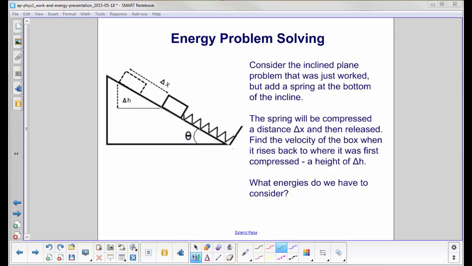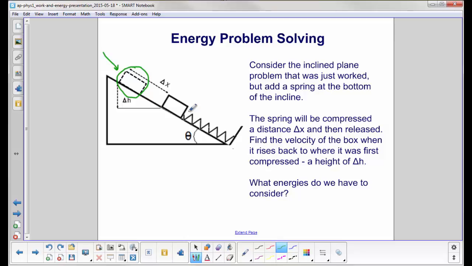Now let's make it a little trickier. We're still going to deal with an inclined plane with an angle theta here, but this time we're going to put a spring at the bottom. And we're going to take a box. We're going to start the box up here, this dashed line here. We're going to push the box down, compressing the spring a certain amount. Then we're going to let it go. Again, we're not going to worry about friction.